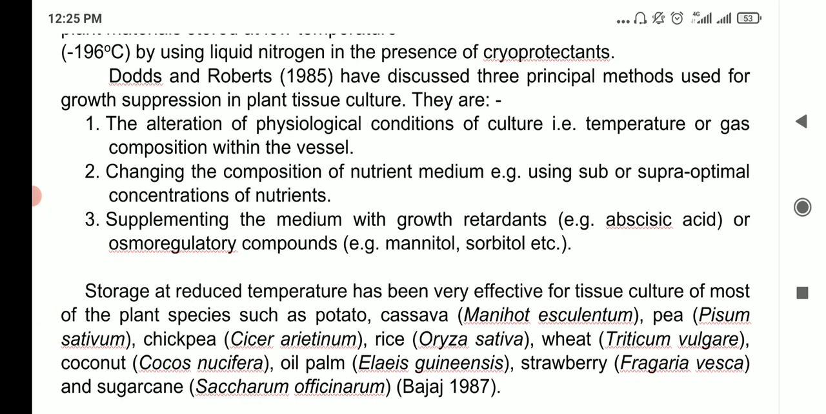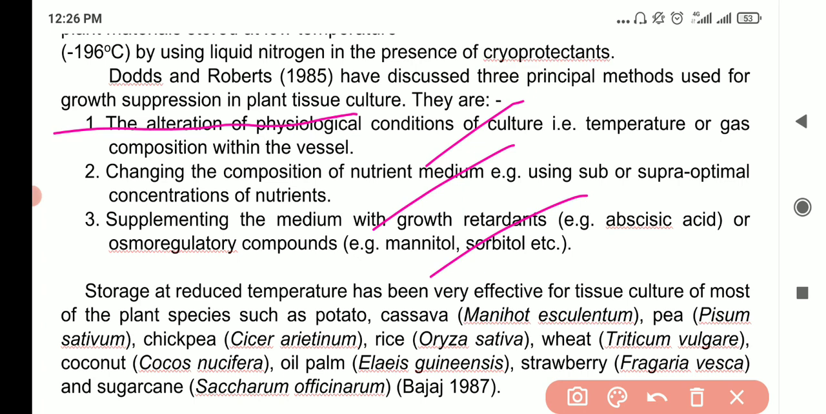So these scientists, they have found some methods to slow down the growth of plant tissues. You can change the conditions, you can change the temperature or the gas composition of where you're conducting the experiment. Then you can change the nutrient medium, or you can supplement with growth retardants. During when you slow down the growth of these cells, you have some methods that will help in the slowing down of the growth.